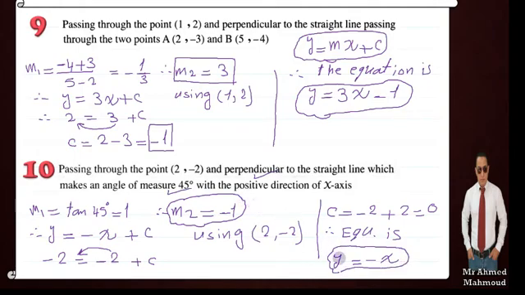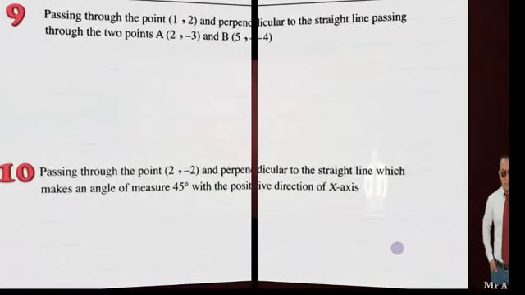Okay, this line is passing through the origin because c equals 0. If he asks me to prove that the line passes through the origin, I will say since c equals 0, then the line passes through the origin. Okay, the next one.